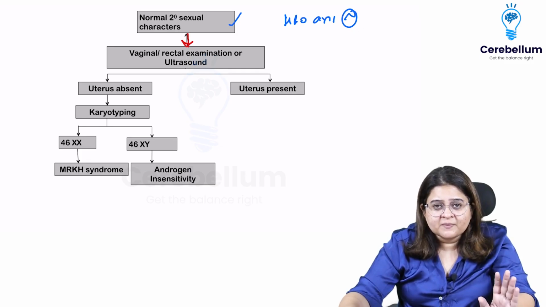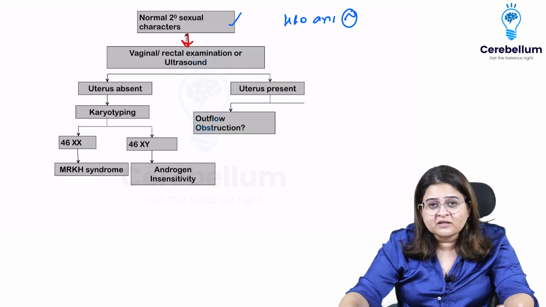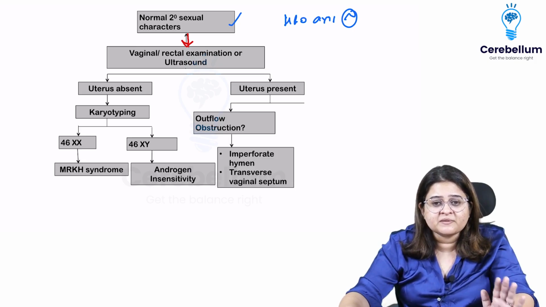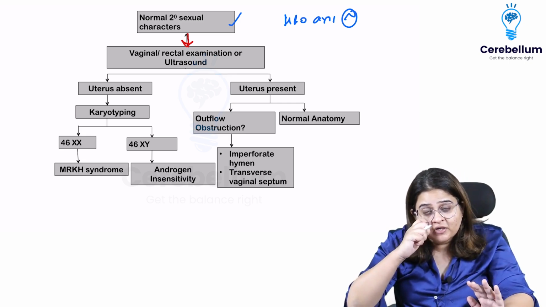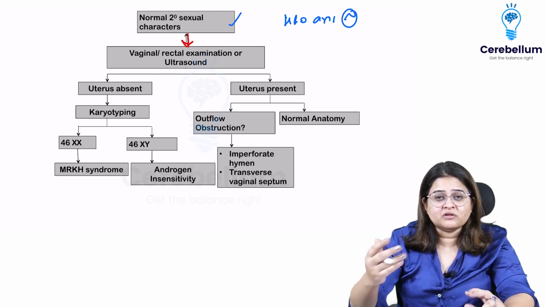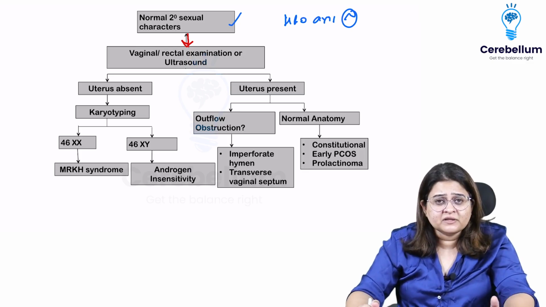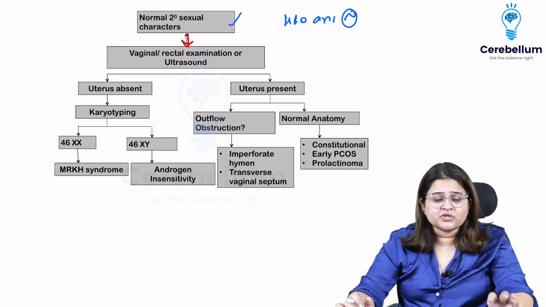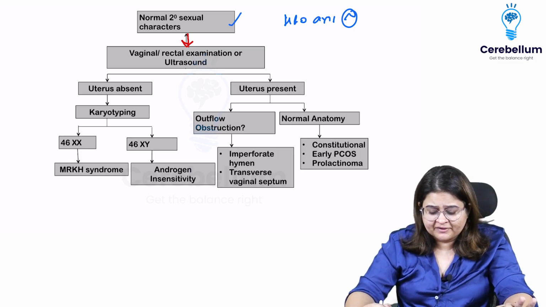And if the uterus is present, then it's probably a problem in the outflow. So look if any clues are given towards cryptomenorrhea. Is there an outflow obstruction? Maybe it's imperforate hymen, maybe a transverse vaginal septum. But if everything is normal, uterus is normal, no outflow obstruction, then it may just be constitutional. Wait for some more time, she'll get her period. Or sometimes it could be early PCOS or maybe hyperprolactinemia. So this is the flowchart for primary amenorrhea with normal secondary sexual characters.